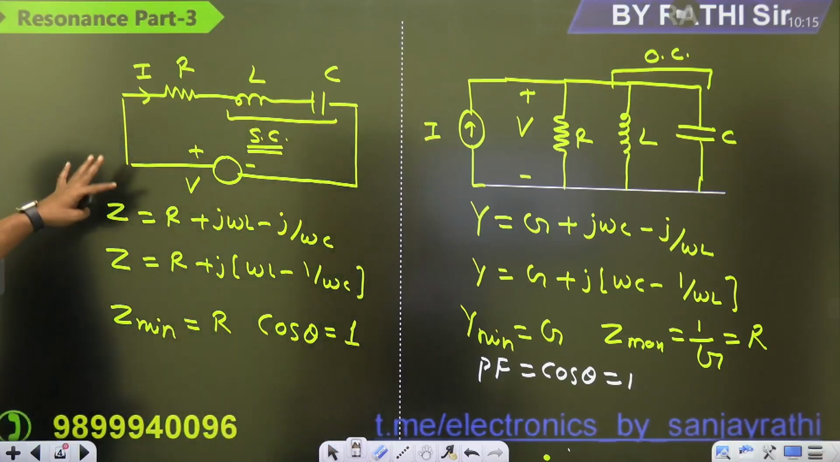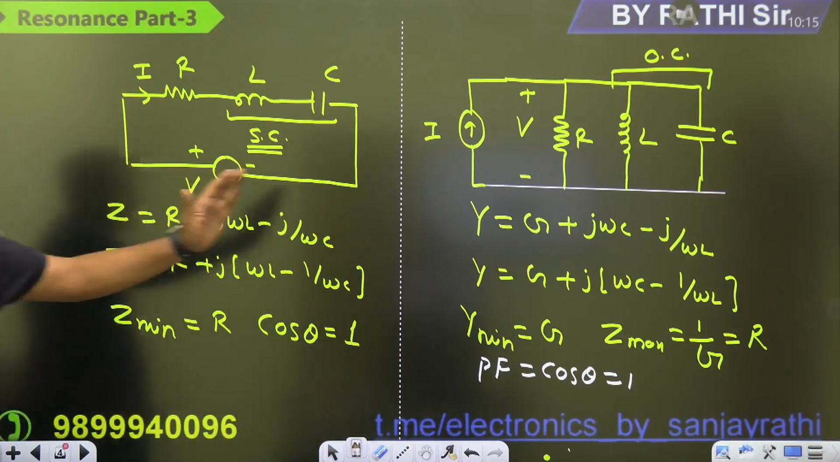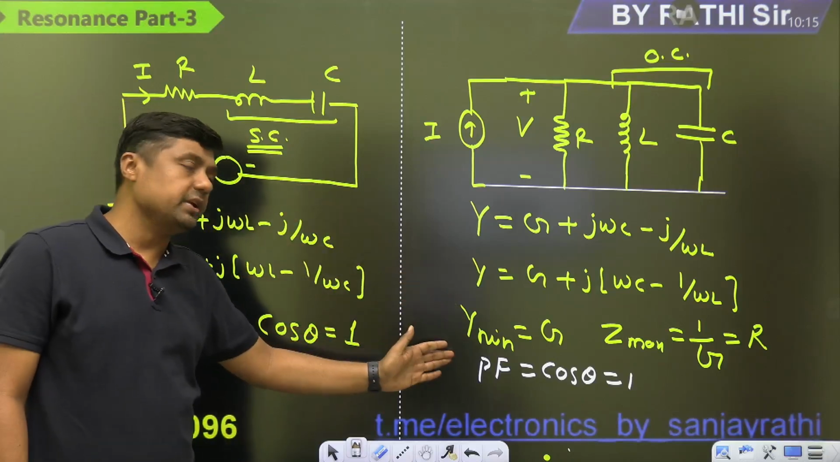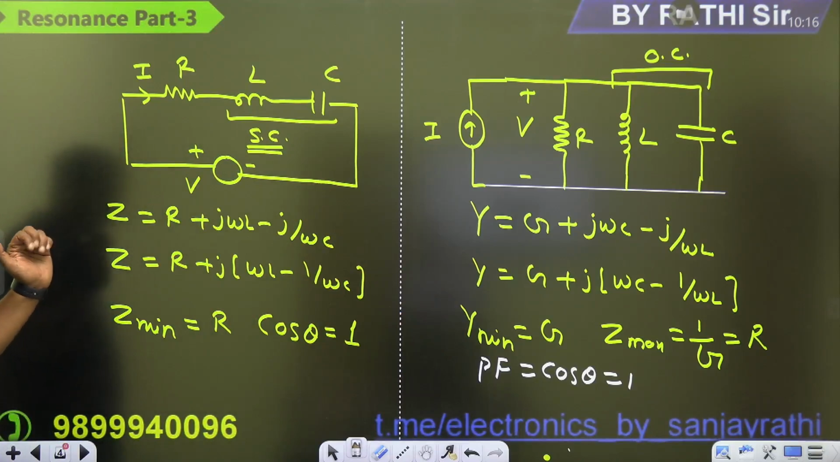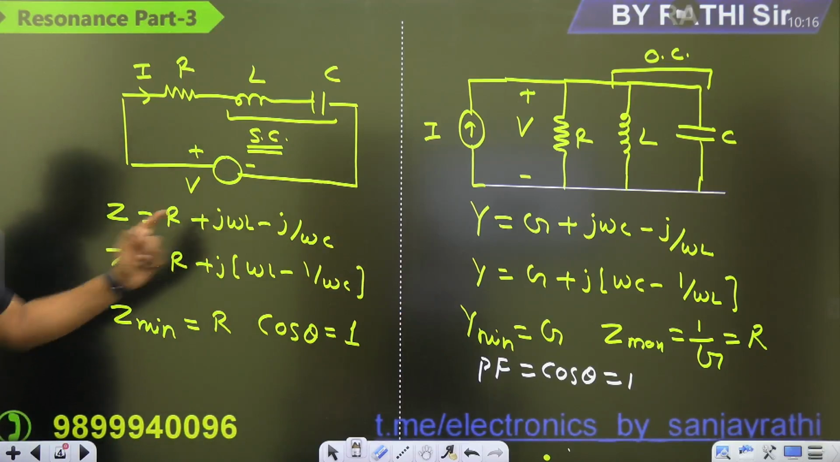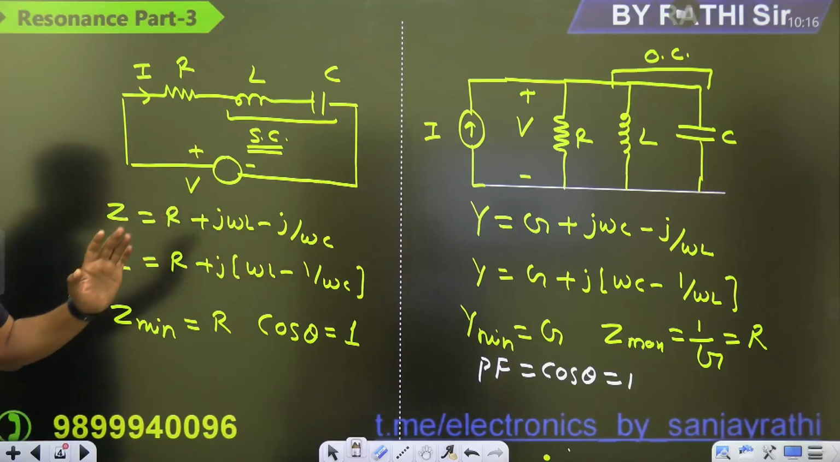This is the series resonance, that is the parallel resonance. Impedance we are getting the minimum. Here admittance we are getting the minimum. Impedance maximum, admittance minimum. Okay. The admittance here maximum, there impedance maximum.